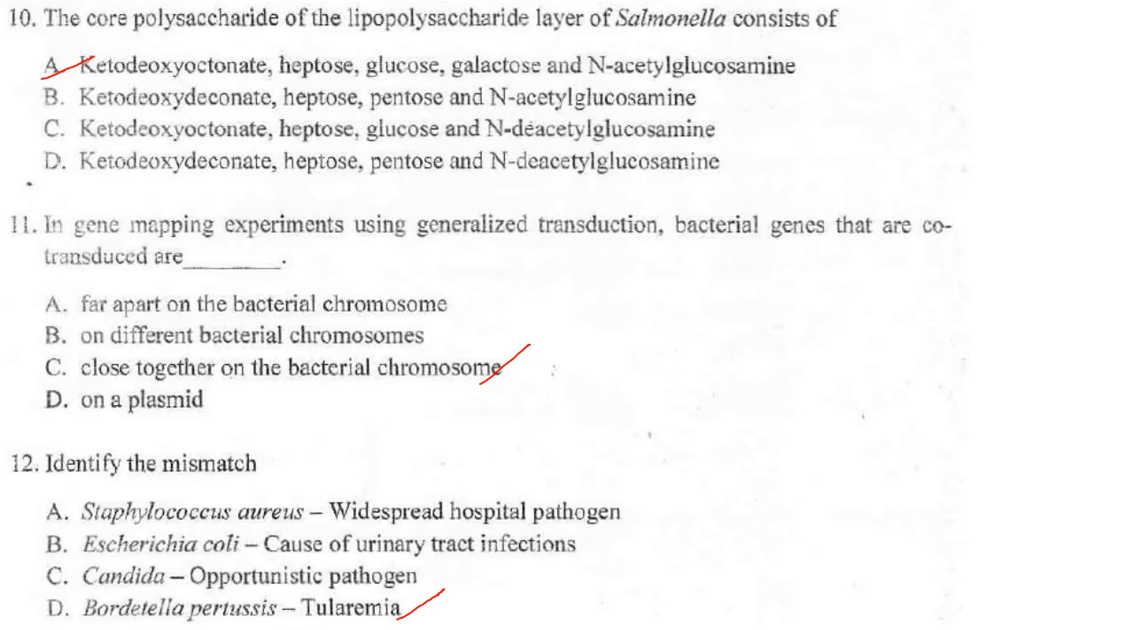Then in gene mapping experiments using generalized transduction, bacterial genes that are co-transduced are close together on the bacterial chromosome. Answer is option C. Then identify the mismatch. Staphylococcus aureus, widespread hospital pathogen. Escherichia coli, cause of urinary tract infection. Candida, opportunistic pathogen, and Bordetella pertussis, tularemia. So Bordetella pertussis causes whooping cough and not tularemia. So that is the mismatch and that is the answer. So option D is the answer.